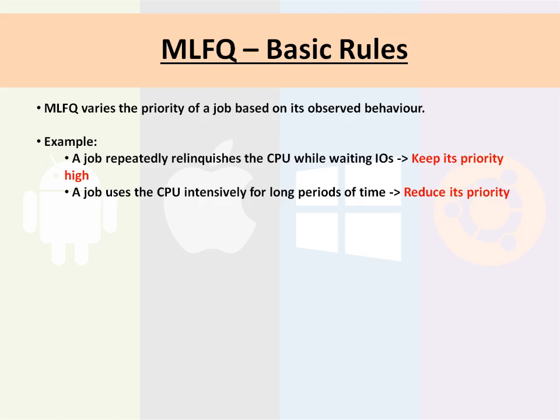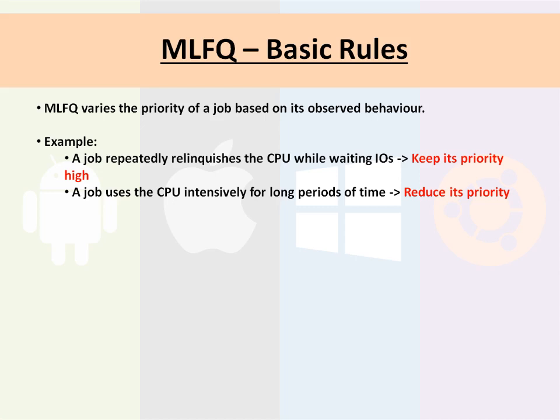So how do we know what priority to set for a given process? Well, MLFQ varies the priority of a job based on its observed behavior. And an example of this observed behavior is as follows. A job that repeatedly relinquishes the CPU while waiting for input outputs, for that job, we want to keep its priority high. Okay, so if it's constantly giving up the CPU while waiting for input outputs, that is a job where we'll give its priority as being quite high.